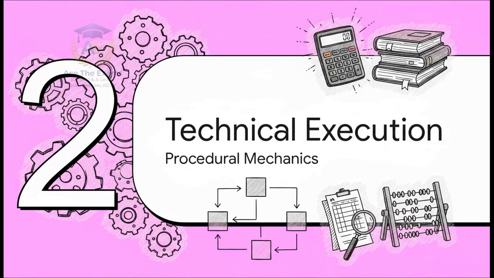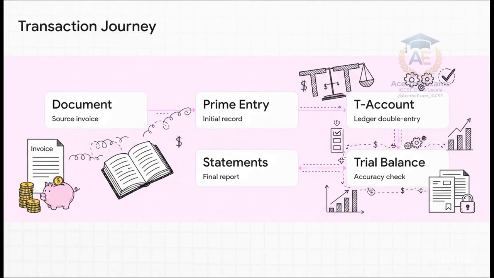Moving right along to Section 2, step-by-step technical execution. Okay, let's walk through a quick worked example to map out the exact chronological journey of a transaction. Imagine you need to increase your doubtful debt provision at year-end. Where does it start? Right in your general journal, your primary book of prime entry. From there, you post the double entry to your T accounts. You debit the income statement, and you credit the provision for doubtful debts account.